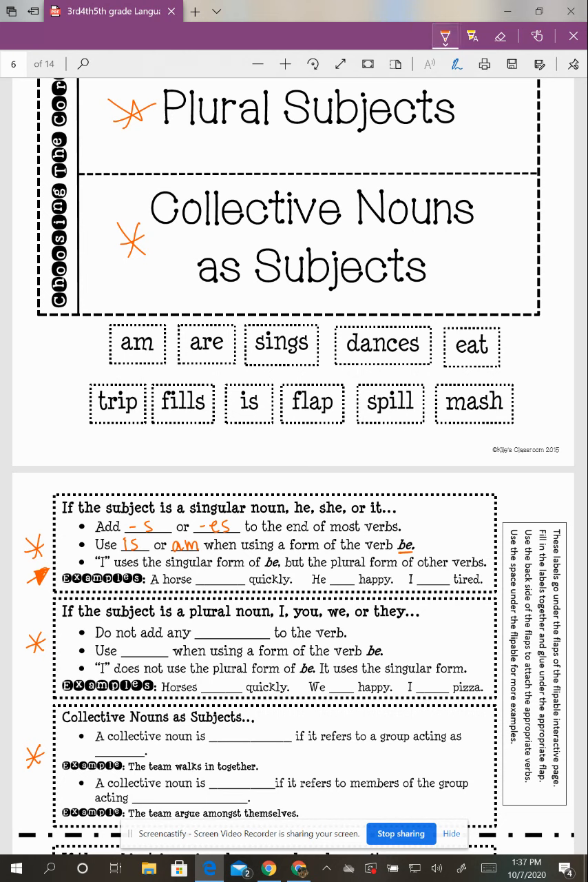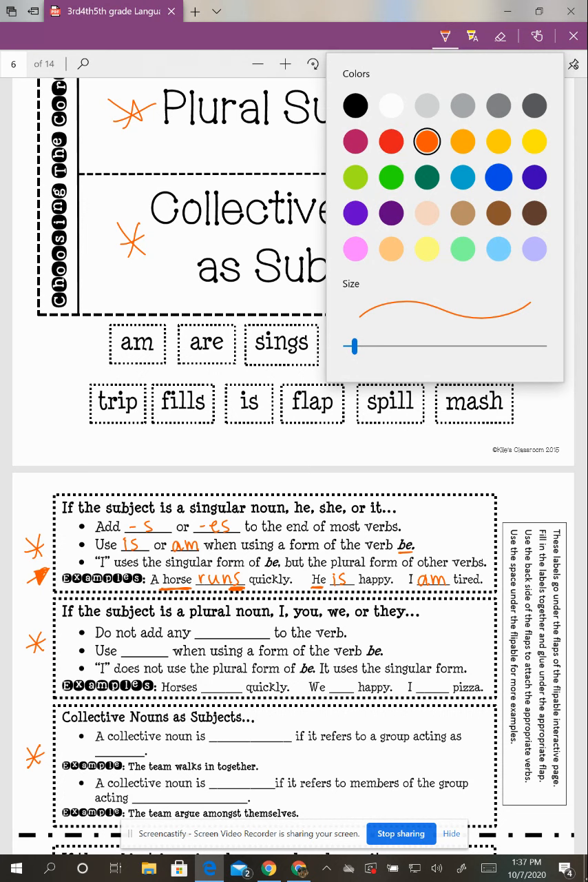Now we have a few examples going on. We said a horse blank quickly. We could fill in several words here, but I'm going to use the word runs. You'll notice we followed the rule for adding the s to the end of a verb because we only had one horse. Now, he is singular. I'm talking about one boy. We would use the form of be: he is happy. The last one, you could put a couple of different things, but there's really one that fits the best. For I, we're always going to say I am tired.